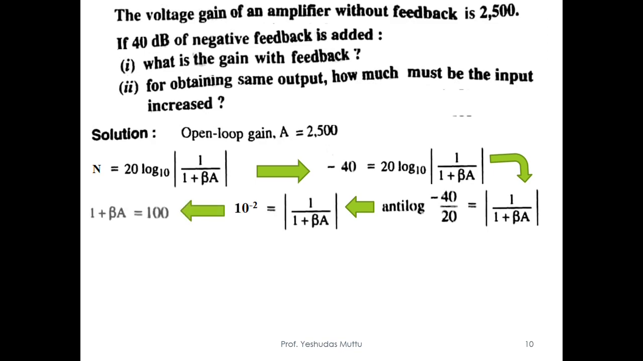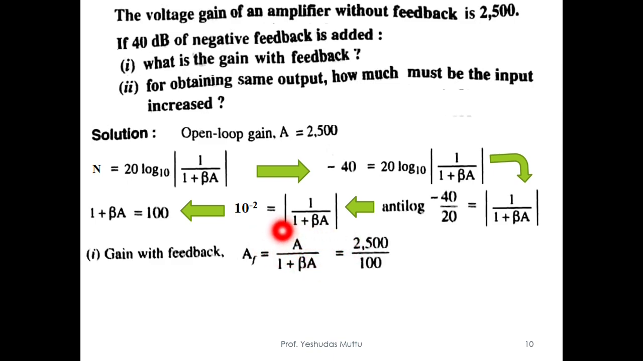Again I'll solve this. So I'll get finally 1 plus beta A is equal to 100. Just reverse this. This will be 10 raised to 2 then. So 1 plus beta A is 100. I'll keep it as it is because gain with feedback, the formula is A upon 1 plus beta A. So substitute 1 plus beta A as 100 directly. And what is A? It is 2500. So just substitute, and you'll get around 25. You can check it out.